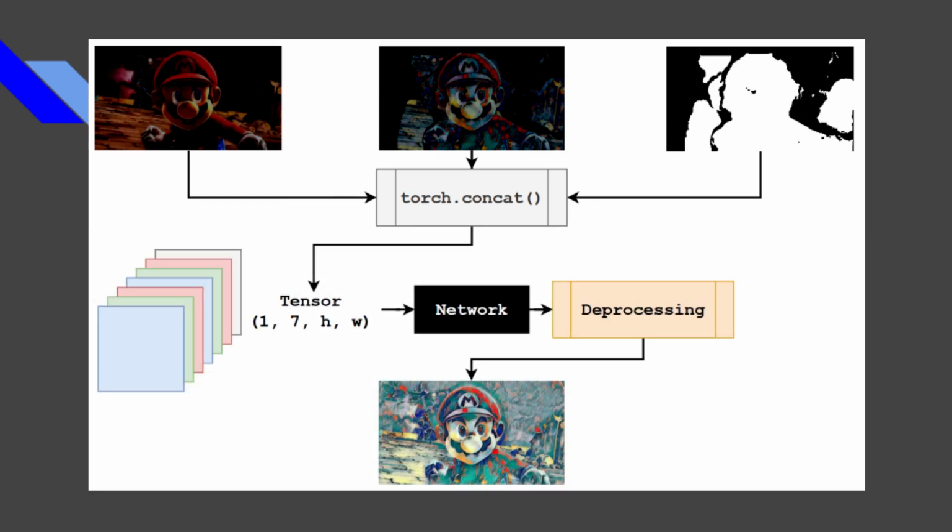This is the tensor that is run through the network to produce the output, which is then deprocessed, which is the inverse of preprocessing, to produce the stylized output.